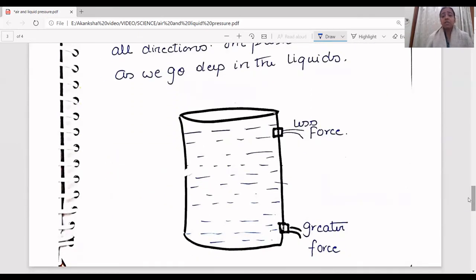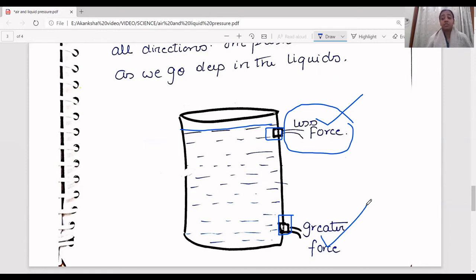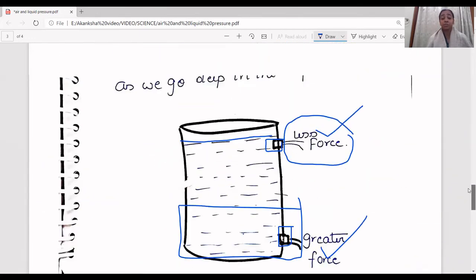So here is an example of a beaker. We have taken an example of a beaker. This beaker is filled till here. Now we've made two holes, one hole at the top and one hole at the bottom. The pressure with which the water is coming out from the upper hole and from the lower hole has a difference. The first one has less force and the lower hole has greater force, right? So the more you go deep into water, the more the pressure is. So that is about pressure in liquids.